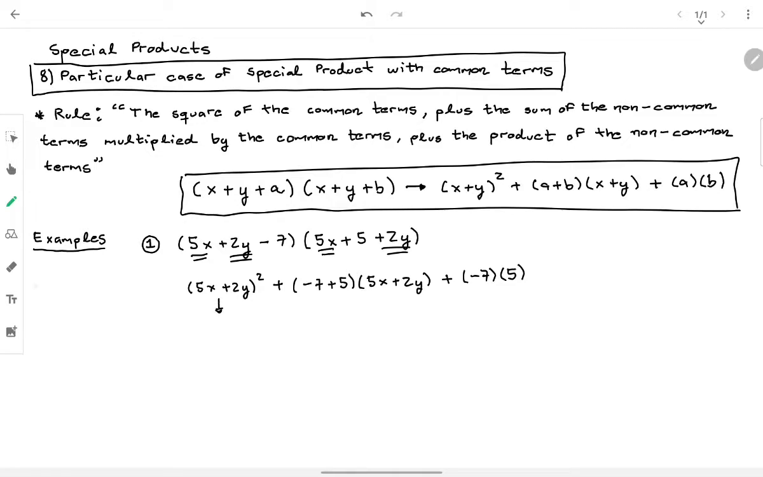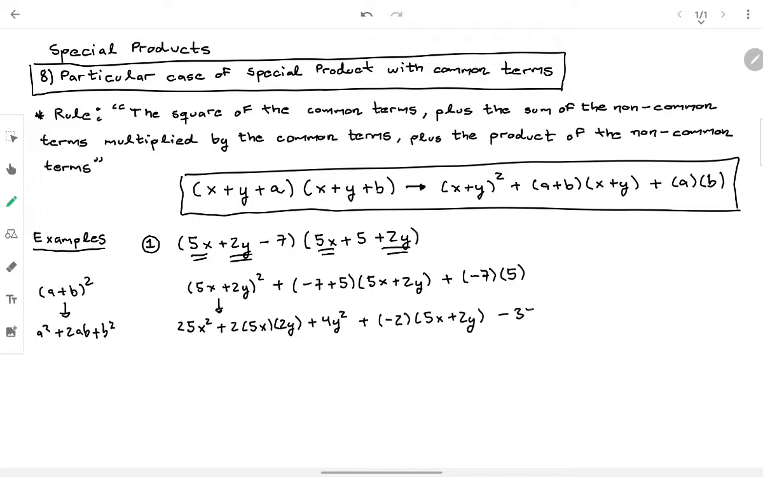Remember, it's a binomial squared, so it's like having a plus b squared. So it's going to be a squared plus 2ab plus b squared. So in this case, we are going to have 25x squared. Then we are going to have 2 times 5x multiplied by 2y. Maybe you can do it by mind. Plus, it's going to be 4y squared. Then it's going to be plus minus 2 that multiplies 5x plus 2y, minus 35.